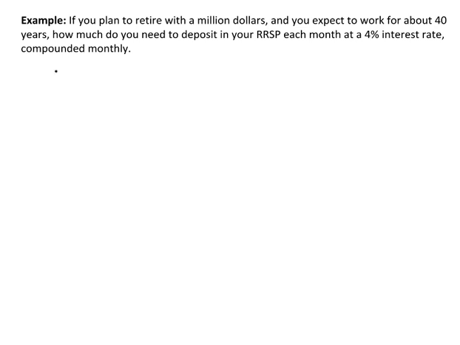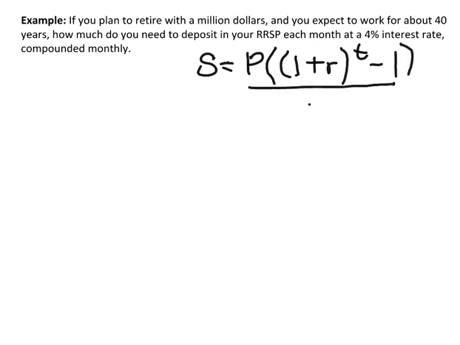So let's write down our formula first. So our formula is this. S will be P times 1 plus R to the T minus 1 all over little r. What we're trying to solve for is P. We want to know how much do I need to actually put in my RSP every month. So P is really what I'm looking for here. The $1 million is how much I want to have at the end. So that's how much I want saved at the end. So that's going to be S. So S is $1 million.